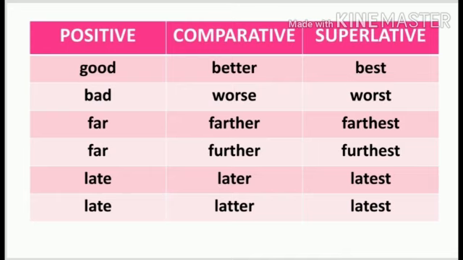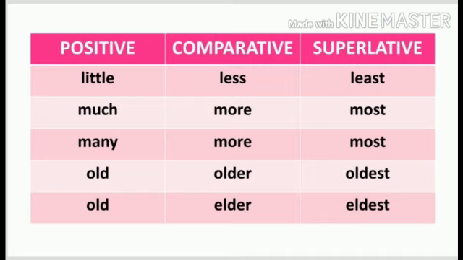I will discuss the difference between farther and further and later and latter in my next video. Then we have little, less, least, much, more, most. I have already discussed that much is used for quantity and many is used for number. Many, more, most, old, older, oldest, old, elder, eldest.